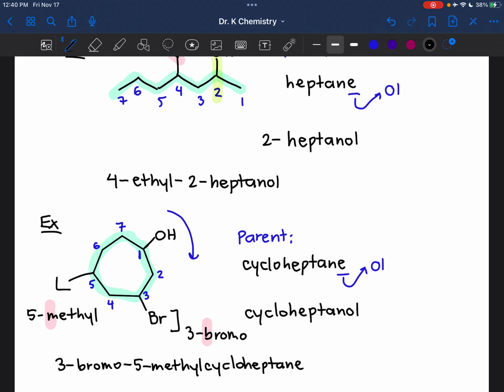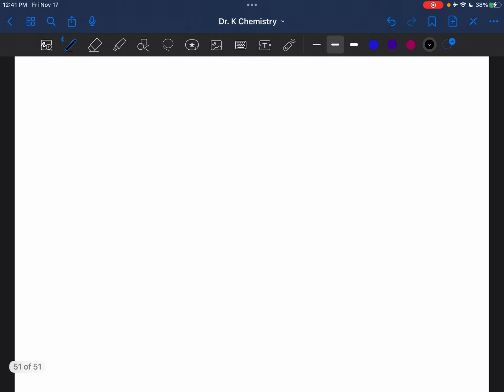And here I don't have to indicate where the OH group appears because it's understood that it's going to be on carbon 1. In cyclic cases, we prioritize the numbering of the OH group, so it's a little redundant to put in that number. Let's try one more example.